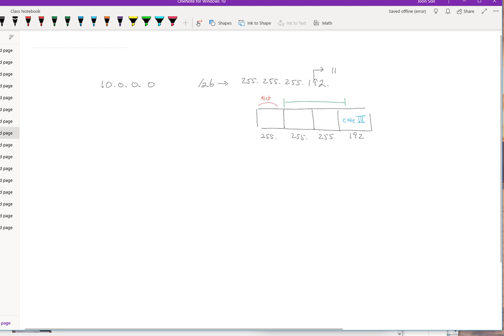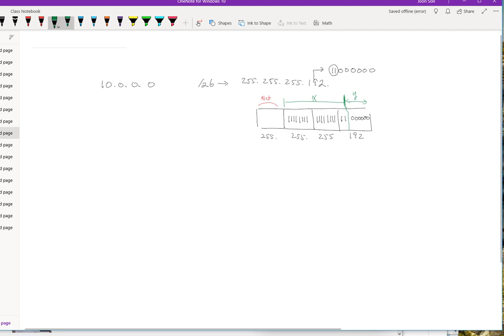It's 1, 1, 0, 0, 0, 0, 0, 0. So the first three octets are all 1s, and then there are 2 ones in the fourth octet. So this is X, and this is Y. And you know that this X ends in the 4th octet area, and that's why it's the case 3.